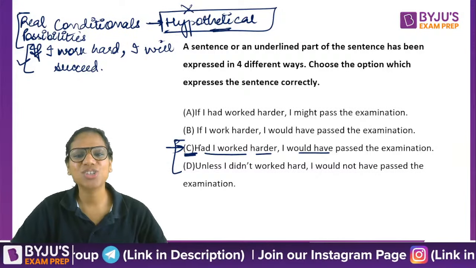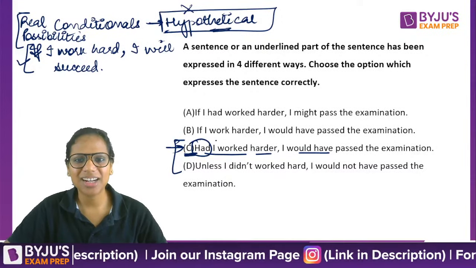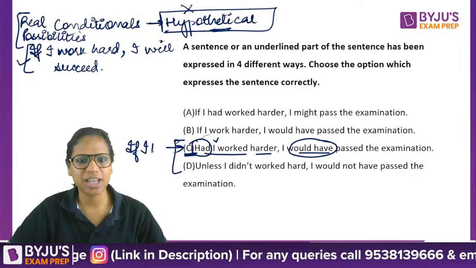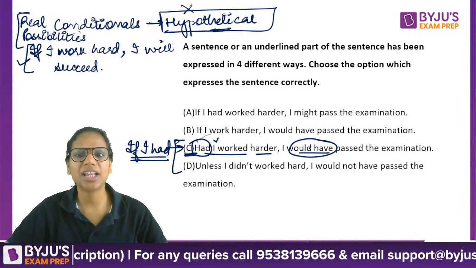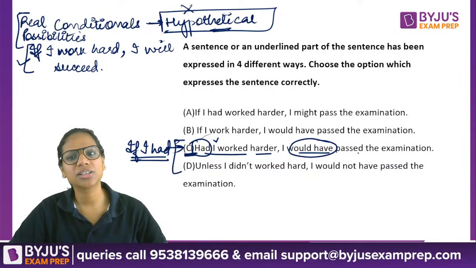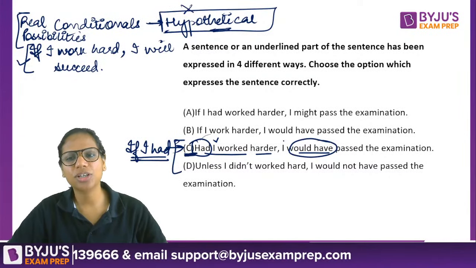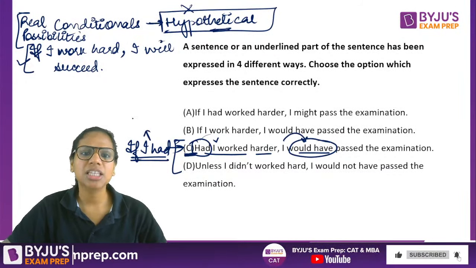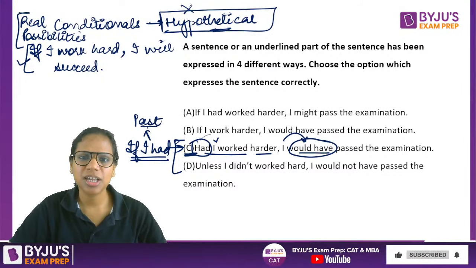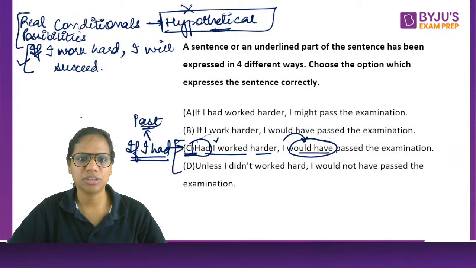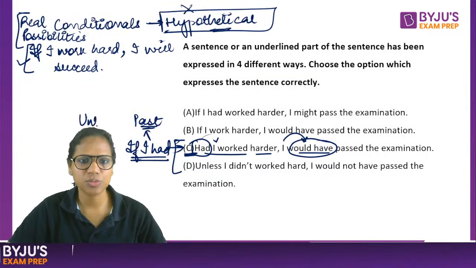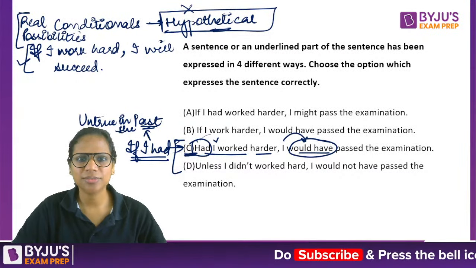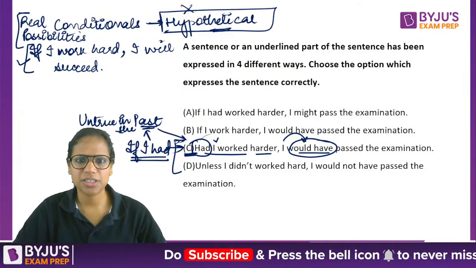Okay, and the structure will be had I, and would have. Instead of had I, you can also say if I had. That is also correct. Both are correct. And with the outcome clause, you always use would have. The implication of the sentence is that something happened in the past and this was untrue in the past. You did not work hard in the past. This was untrue in the past.